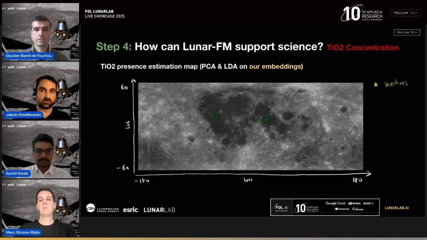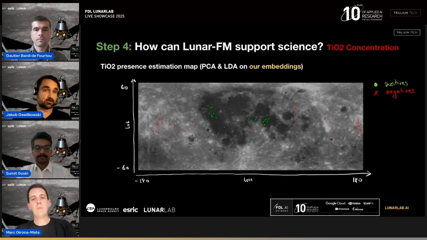Here, we want to look at the titanium dioxide resources on the moon, the TiO2. Let's take a look at some positive examples where we know that with a given certainty, there's a high concentration of titanium dioxide. In practice, we also have negative examples as well, where the concentration is known to be relatively low. With our embeddings and these few positive and few negative examples, we can already draw conclusions and derive common characteristics and extrapolate them all over the moon.